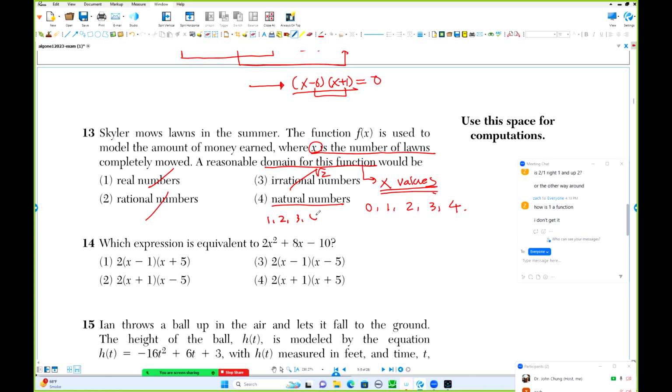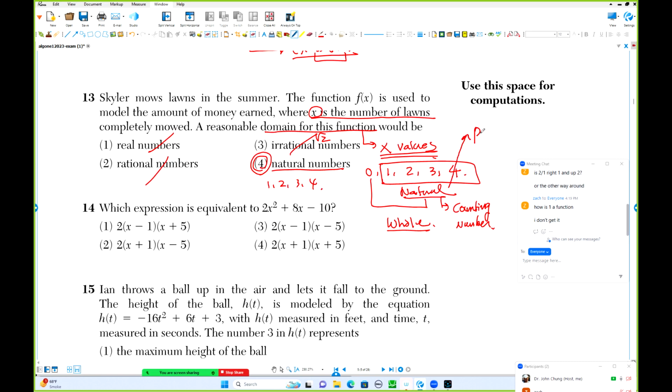1, 2, 3, 4. This is a natural number. Including 0, we call it a whole number. But you can choose a natural or whole number, and since we have the natural number here, choose this one, that's the answer. So a whole number is 0 plus the natural numbers. A natural number is also called a counting number, like when you count the money, 1, 2, 3, 4, or a positive integer.